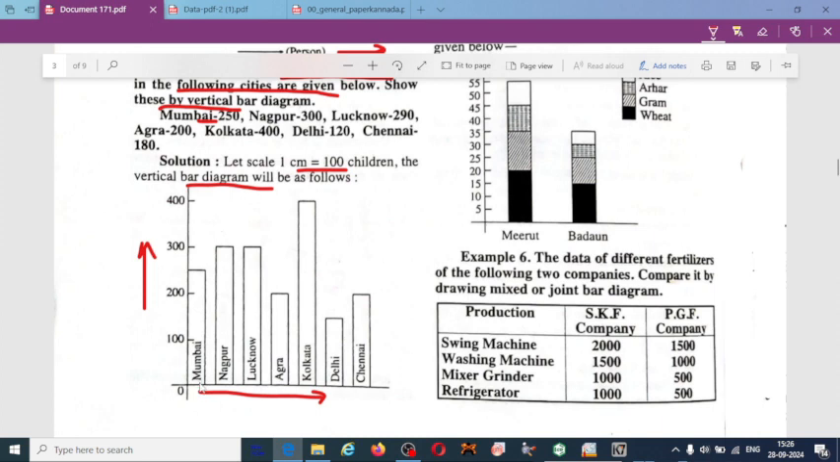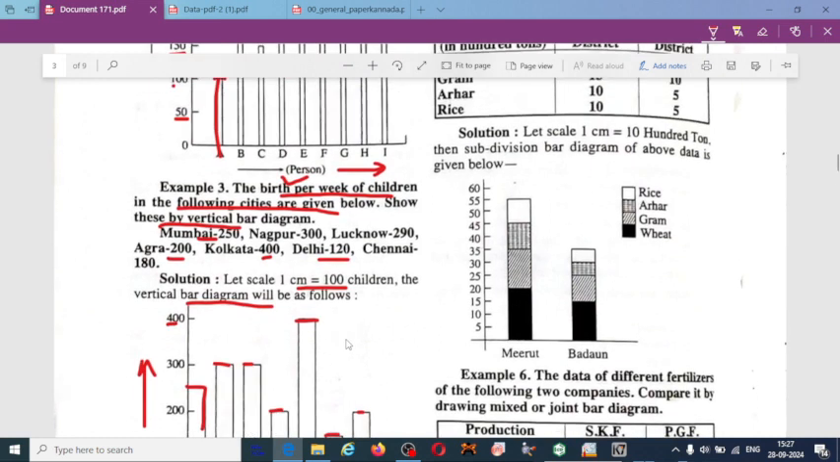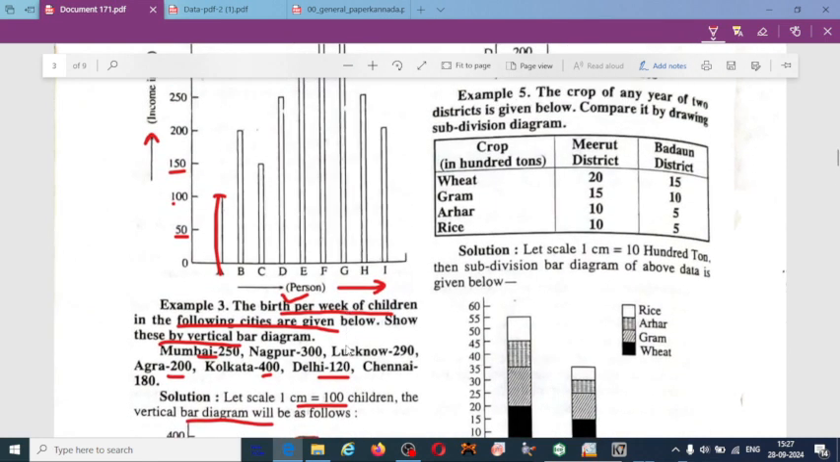So first Mumbai. The minimum number of childbirths is in Agra, 200, Delhi 120, and the maximum is Kolkata, so you can take from 100 to 400. Then the first one, Mumbai 250, you can draw like this. Next comes Nagpur 300, Lucknow also near 300, Agra 200, Kolkata 400, Delhi 120, Chennai. Like that you can draw or represent the given data in the vertical diagram as asked in the question.